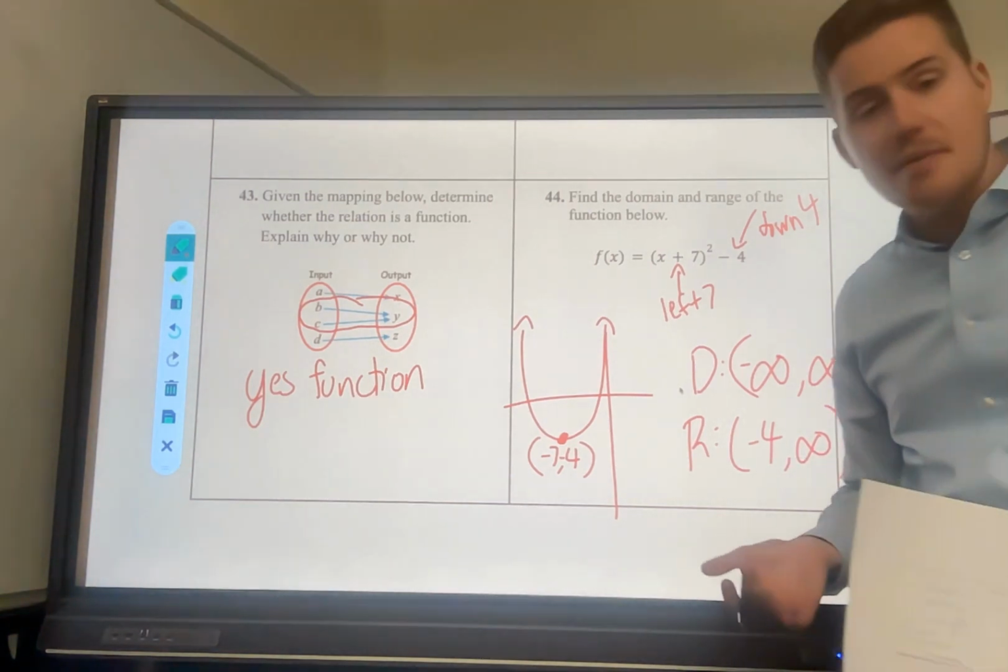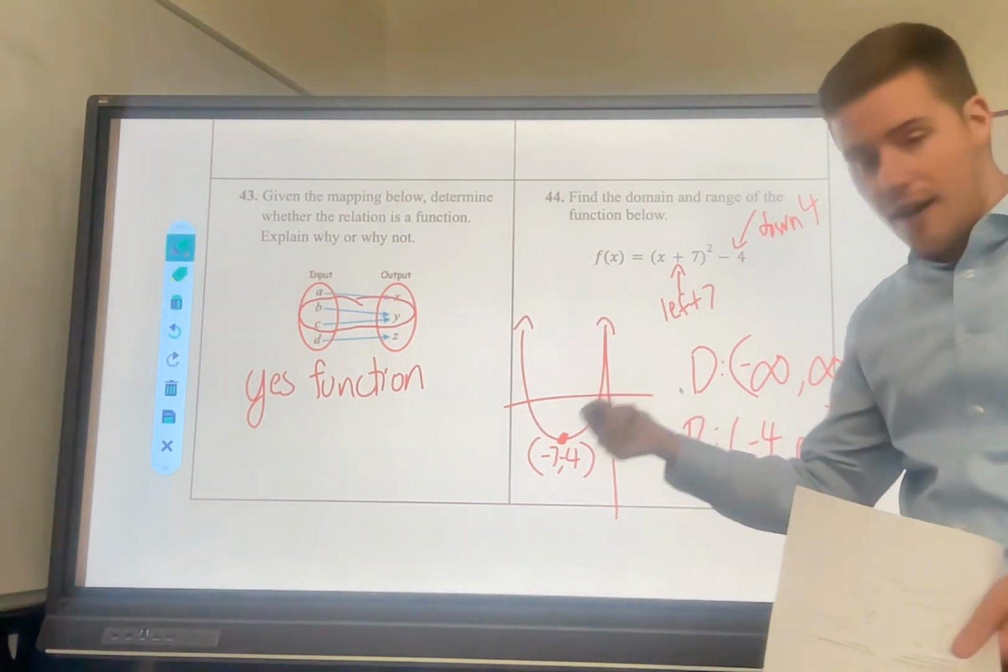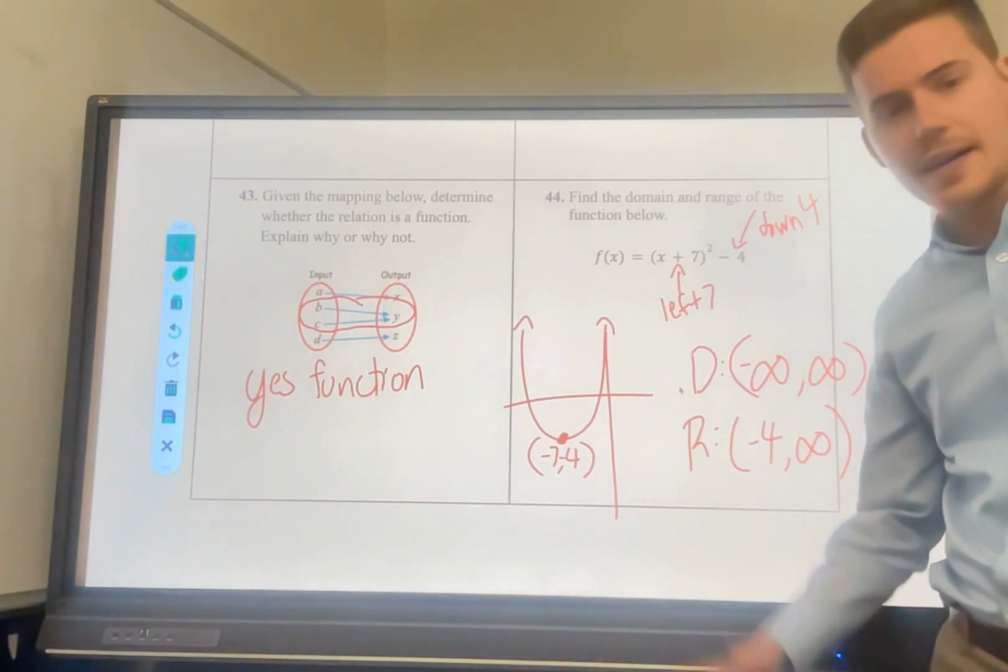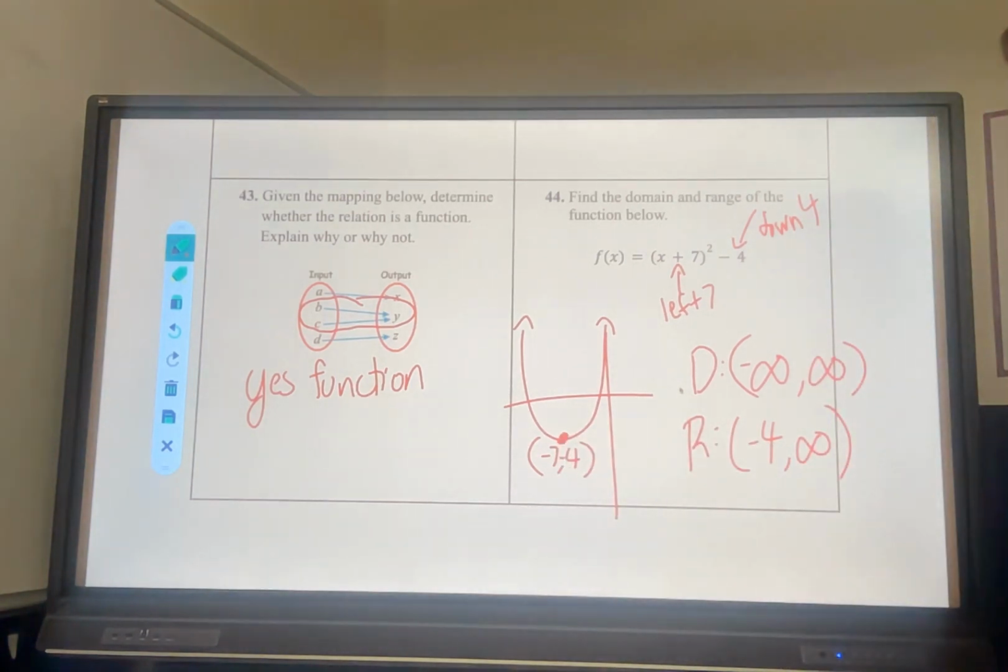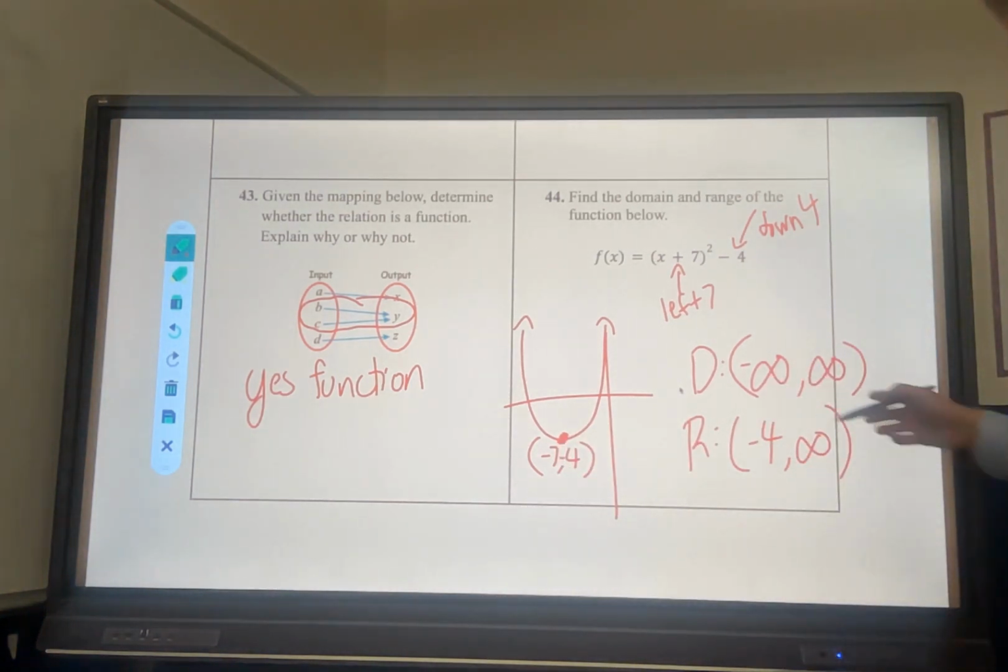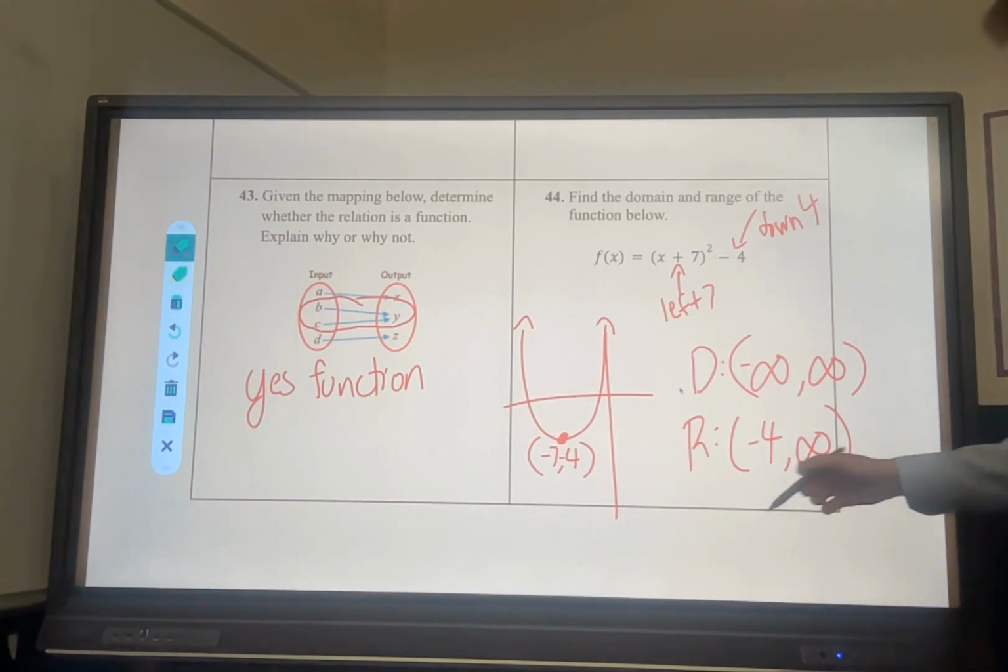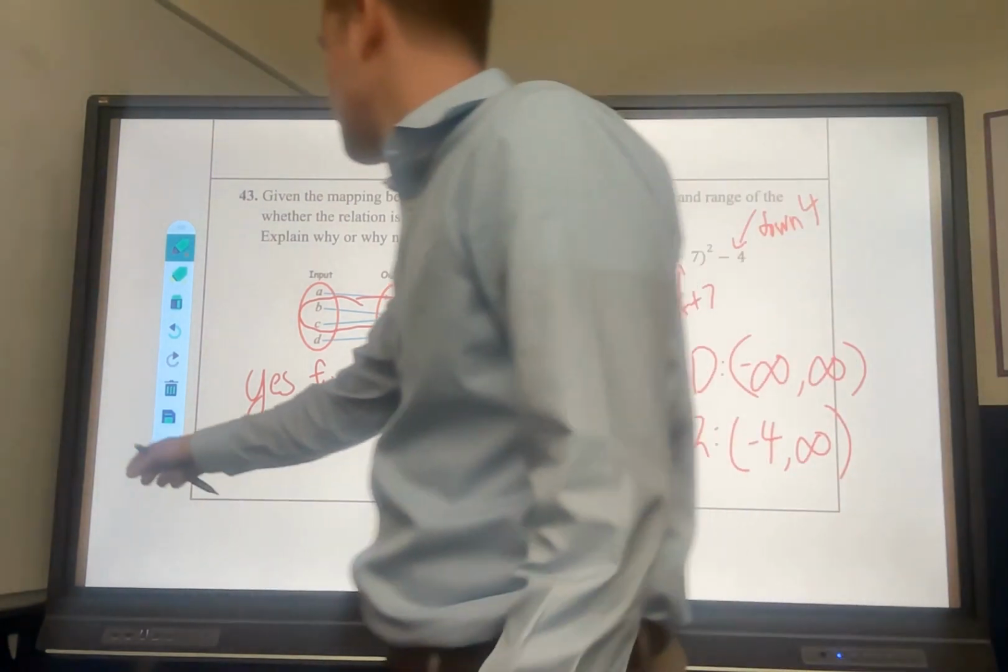And so for your exam, remember y'all, you're going to have a graphing calculator. So you can graph and figure out what this function looks like. I just wanted to show y'all roughly what it would be. So that's 44. Domain, negative infinity to positive infinity. Range, -4 to infinity.